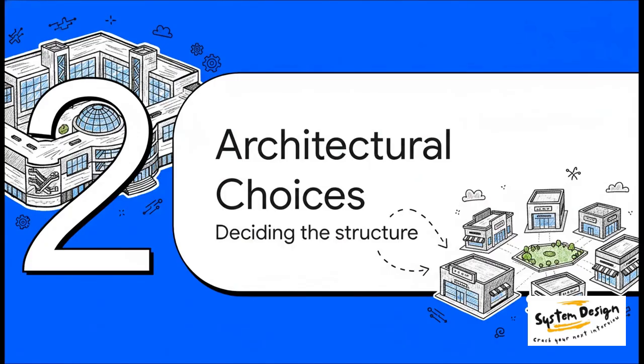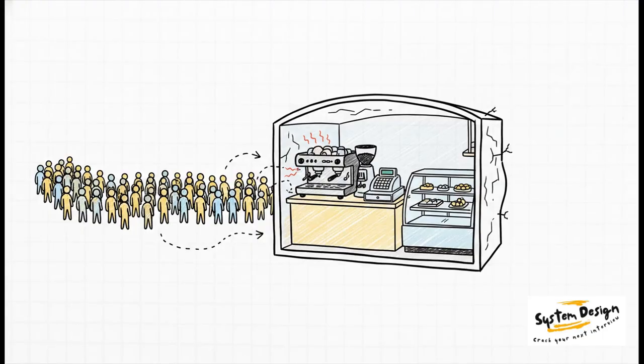So, once we know what we're building and just how huge it needs to be, it's time to make the big calls. These are the foundational choices. It's like deciding if our shopping mall is going to be one giant monolithic building or a campus of smaller, separate shops. One option is what we call the monolith.